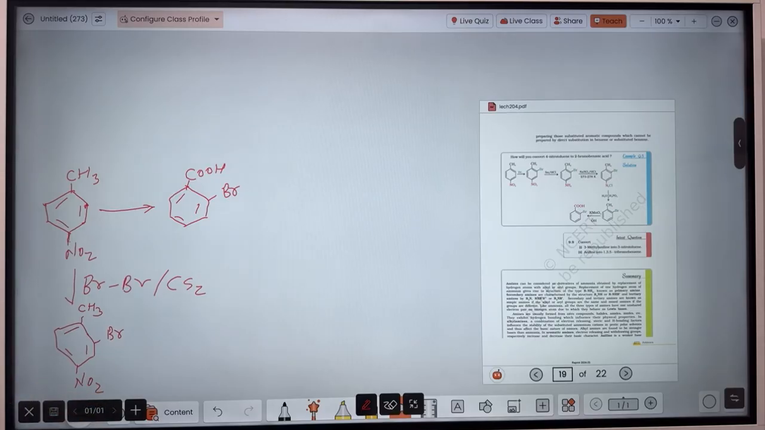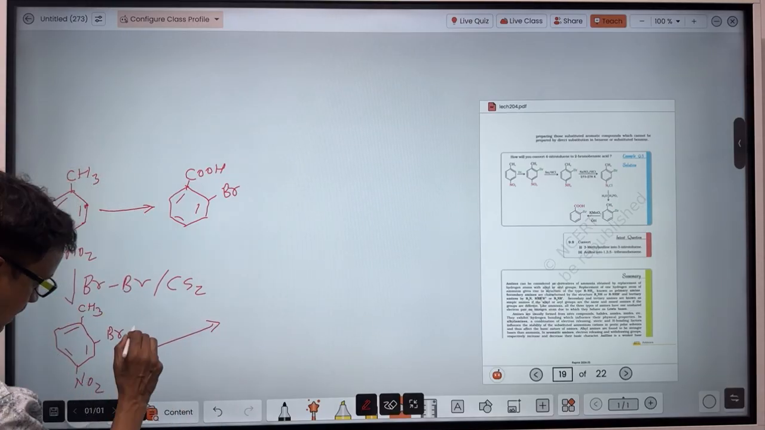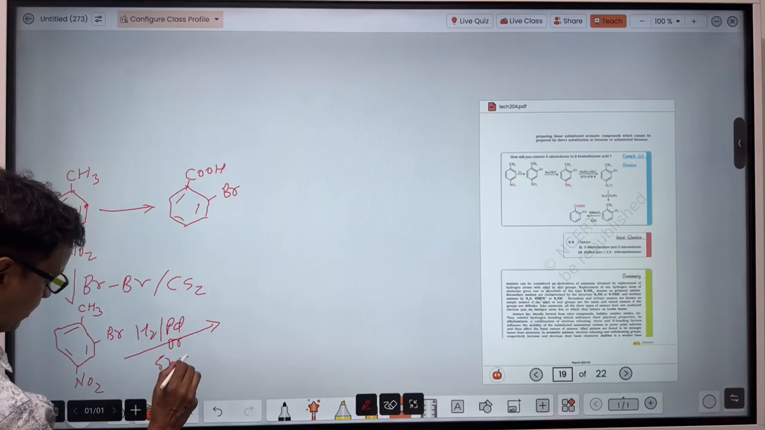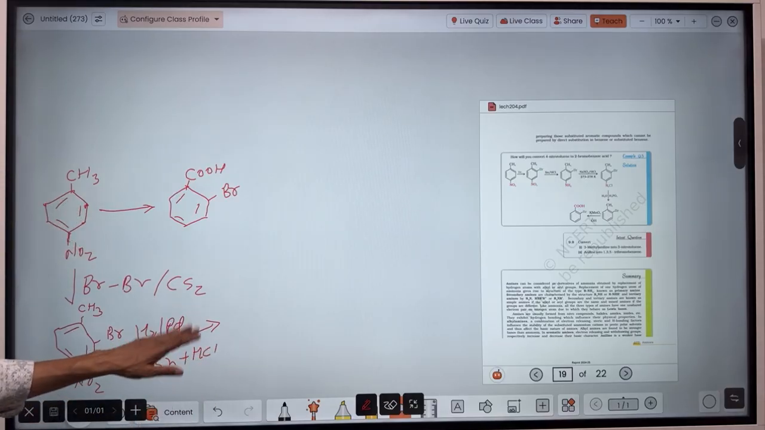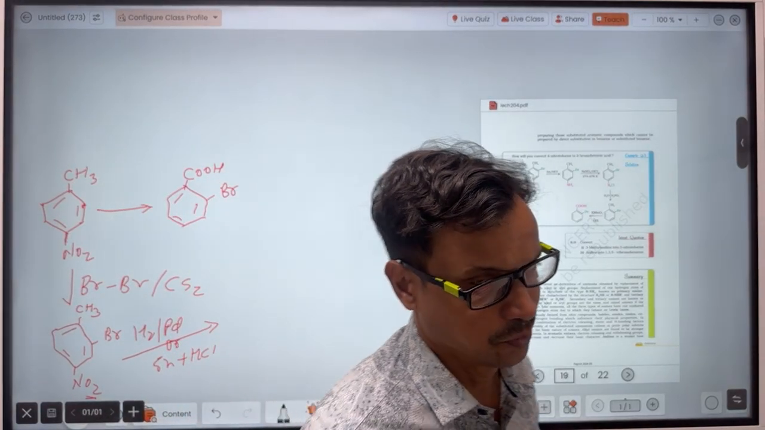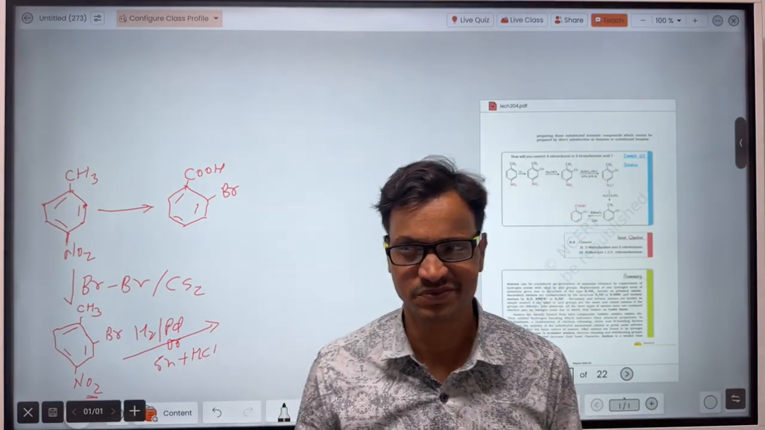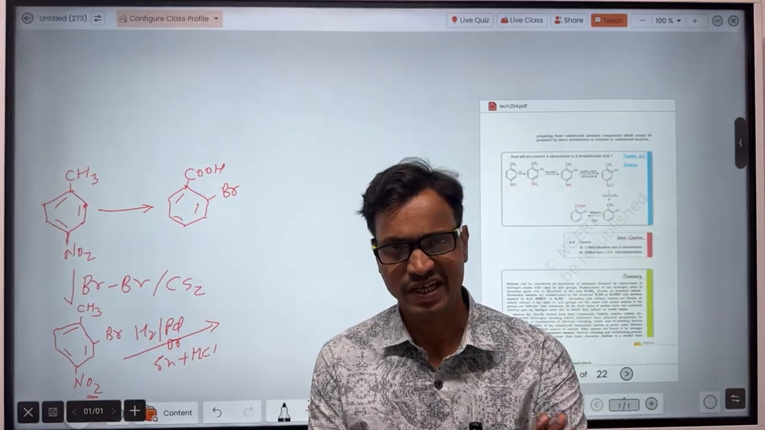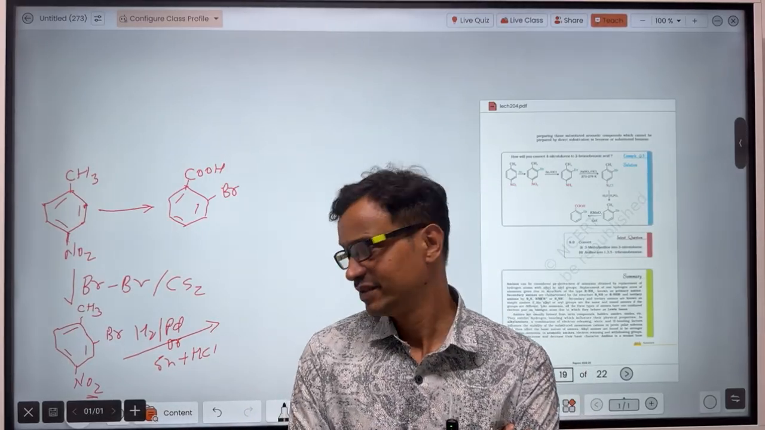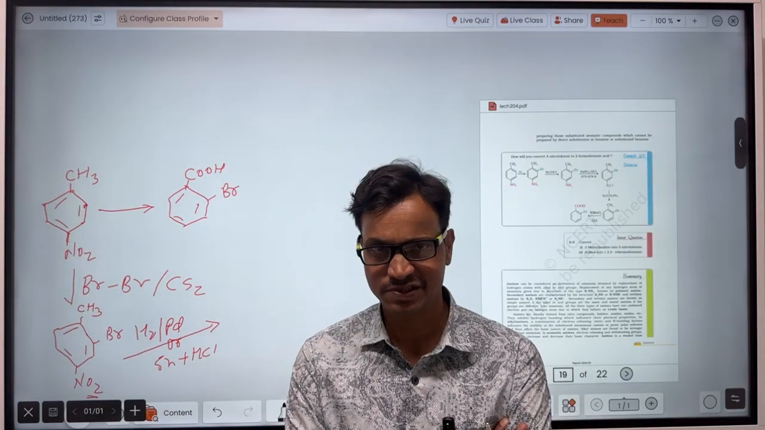So how will you remove this NO2? There are a number of reactions: hydrogen and palladium, or tin and conc HCl, whatever you want. Either for this one you do or this one you do. So hydrogen will replace here. First, to convert the NO2 into a diazonium group, the NO2 will have to convert into NH2, that is the amino group.